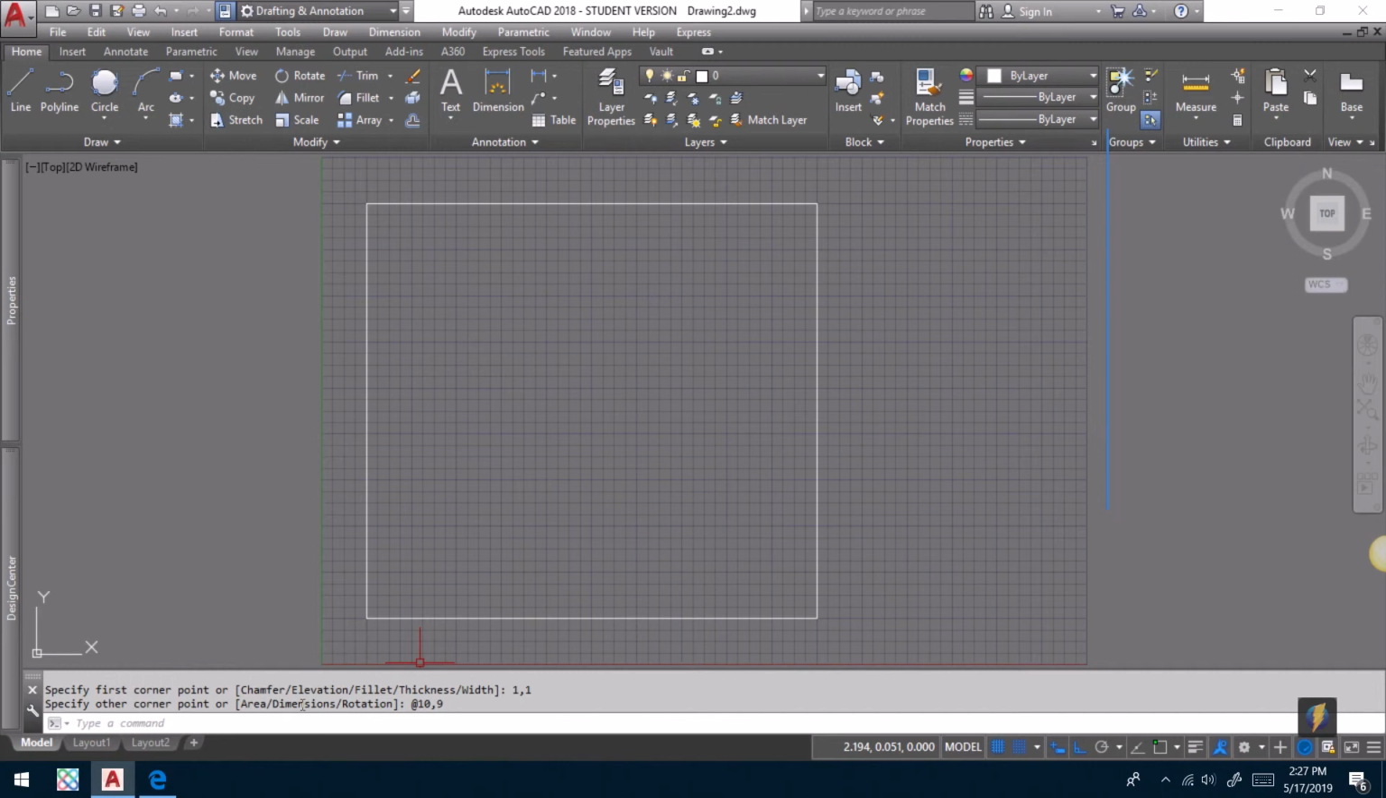Or I could have given it normal dimensions, based it on dimension size, and I could have rotated it all at the same time. So it doesn't always have to be sitting in a horizontal or vertical position. So that's your rectangle. Pretty easy tool to use.